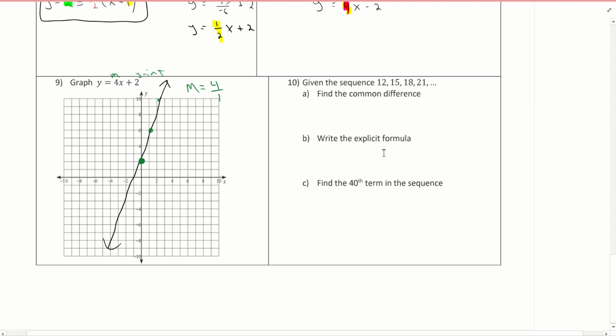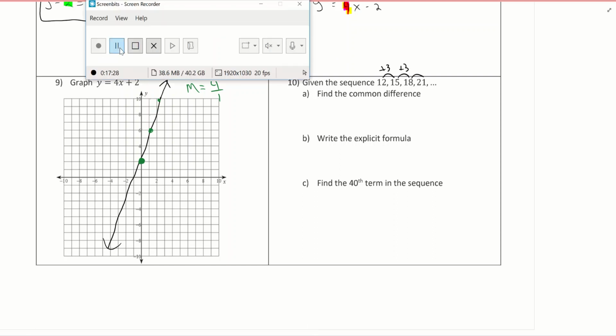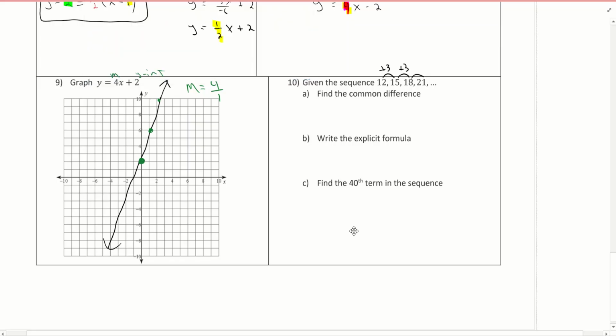All right, last one. Given the sequence 12, 15, 18, 21, we want to find the common difference. The common difference is what number we add each time. In this case, we're adding 3 each time. Sorry about that. Okay, so that adding 3 is our common difference, right? So our common difference here is 3.